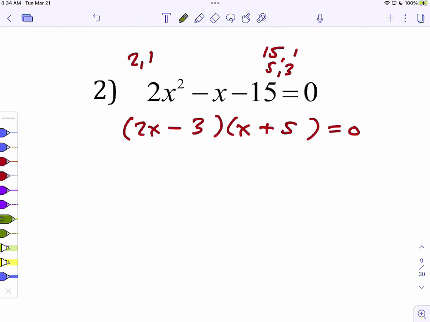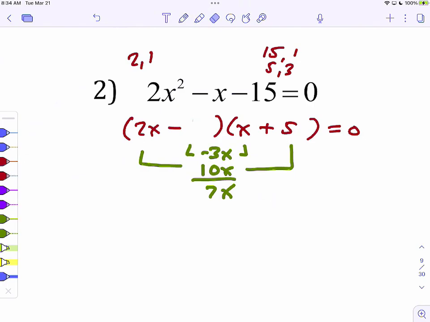Is this the right combo? Did anybody try this? You multiply, add. I'm supposed to get -1 and I got 7, so that is wrong. So I'm going to switch the 3 and the 5. This will come out different. All right, I get -5x, positive 6x. I add down, I get 1x. Is that the right combination? It's the right numbers in the right spot, but it's the wrong signs.